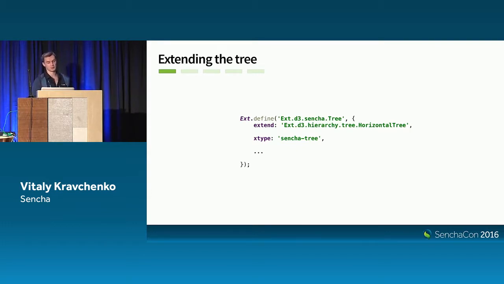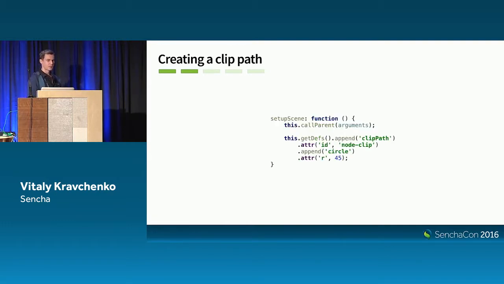We give our component a new X type, in this case, SenchaTree. Then in the scene setup method of the component, which we override, we create a clip path for our image. So let's say we want not square images in our tree, but images with rounded corners. So we want to clip the edges of the image. The way you do this in SVG is you create a clip mask in a special section of your SVG document. In this case, it's the defs section, and we have a special method getDefs to fetch that. We append a clip path element to this section, and we append another element to it, the circle, which will act as the actual clip mask.